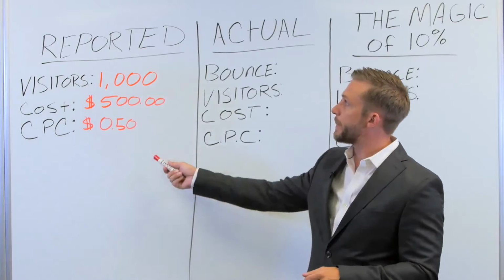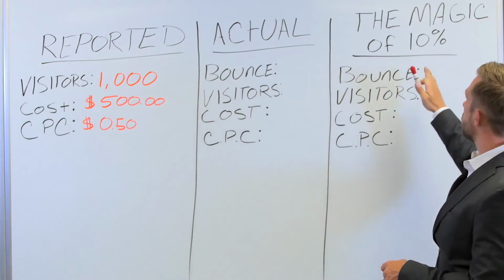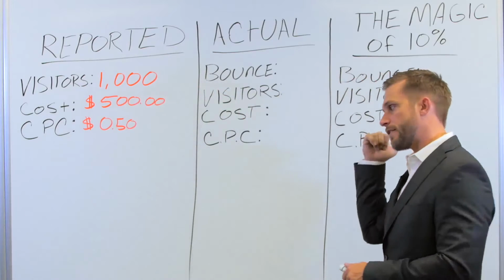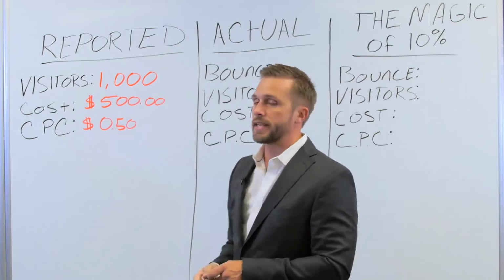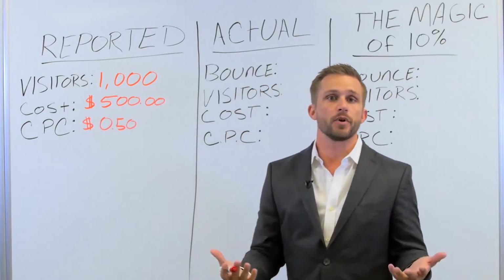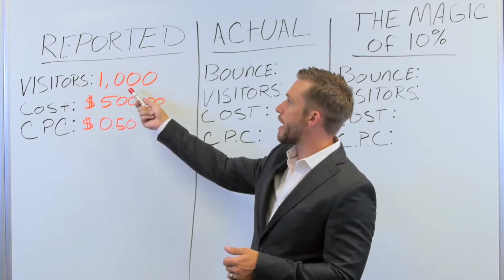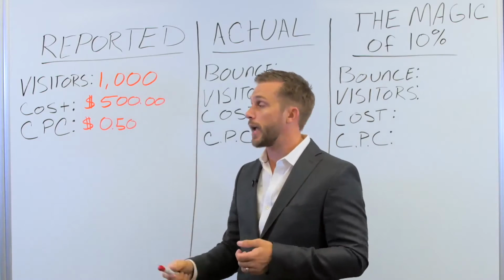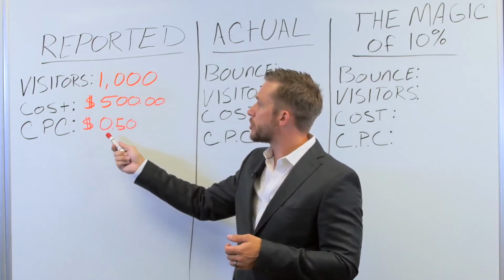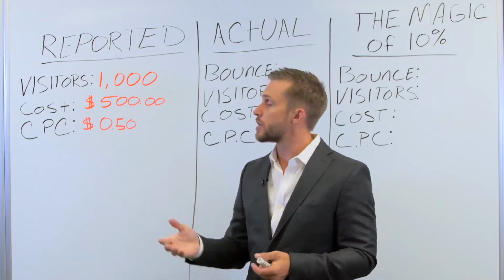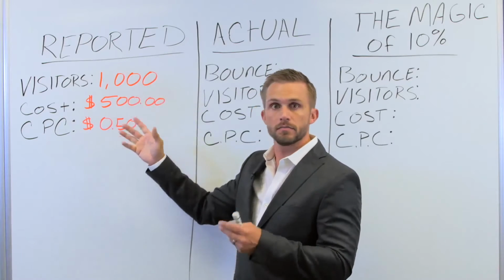So let's take this example. We've got reported, actual, and then the magic of 10%. This is my favorite side. But right here, we're gonna start with the test. Let's say you bought a Facebook ad or AdWords or whatever else. You did a campaign and you generated 1,000 visitors. The cost of that campaign was $500, so your cost per click on those 1,000 visitors was 50 cents a visitor, right? Nothing fancy there.